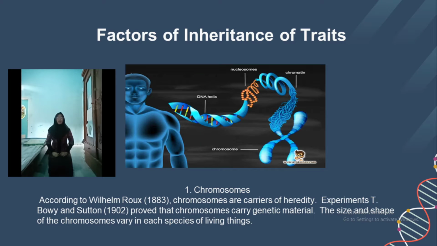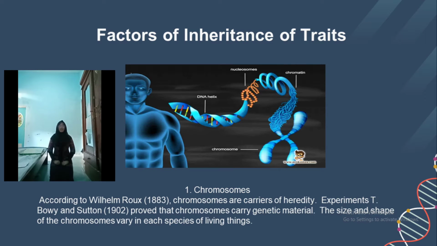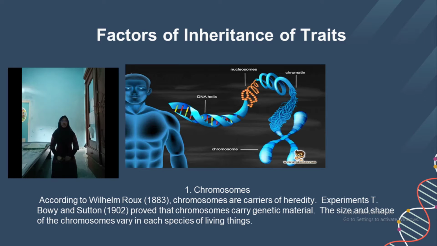Alright, for the next material, here I will explain about vectors of inheritance of traits. The traits of parents can be passed on to their children through certain patterns. This inheritance can occur because of the rule of genes that carry certain traits. The traits and characteristics of both parents are passed on to their offspring through genetic factors.